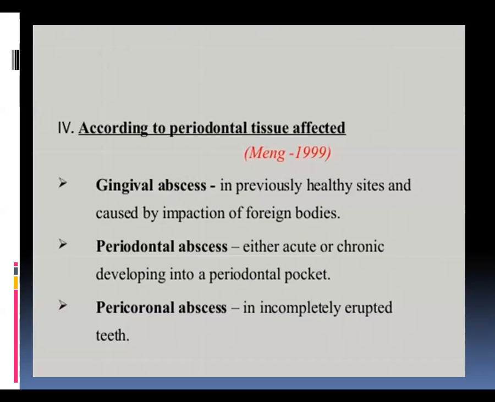According to the periodontal tissue affected, it is categorized as the gingival abscess, periodontal abscess, and the pericoronal abscess. The gingival abscess is seen in previously healthy sites and is caused by an infection from a foreign body. The periodontal abscess is either acute or chronic, developing in the periodontal pocket. And the pericoronal abscess occurs around incompletely erupted teeth.